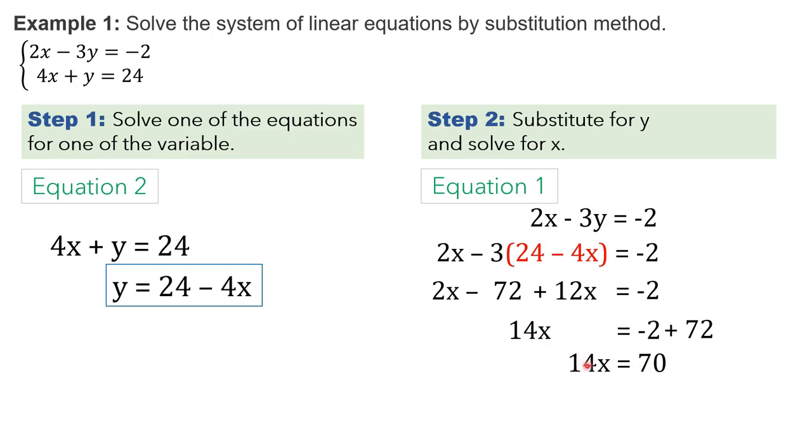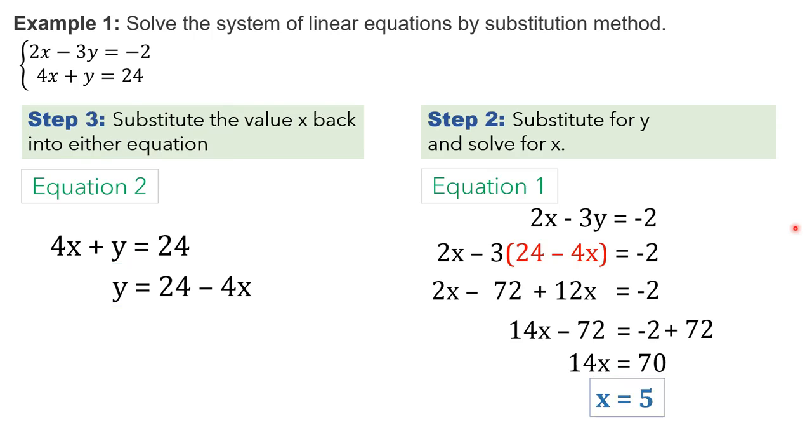Bring down 14x. After that, to remove this 14, divide both sides by 14. So 14 will be cancelled, then 70 divided by 14 will give us positive 5. Therefore, the value for x is equal to positive 5. Now, since we already have the value for x, we may solve for y. For step 3, substitute the value of x back into either equation. You may use equation 1 or equation 2.